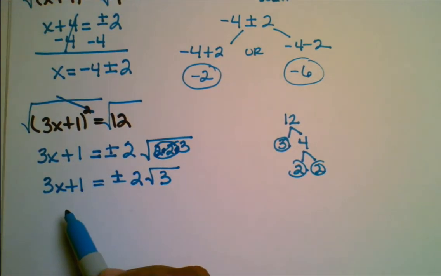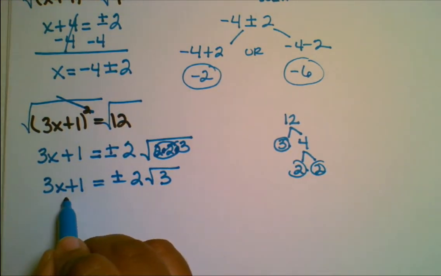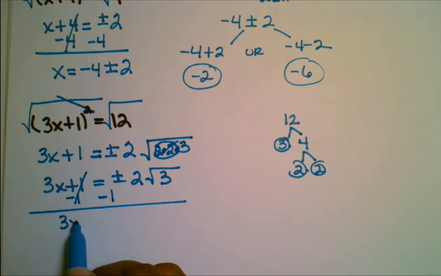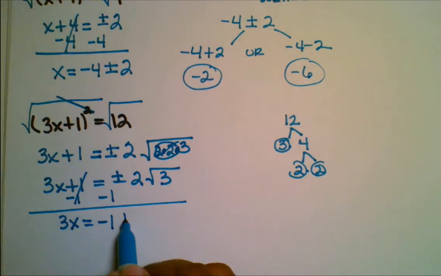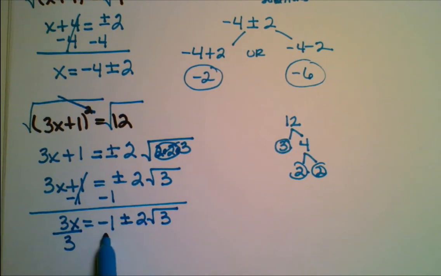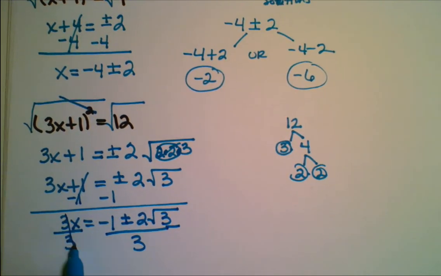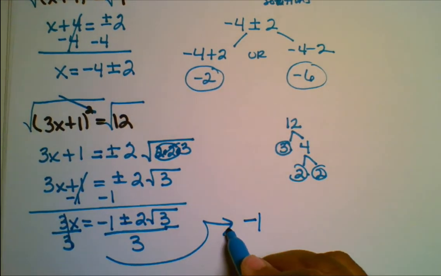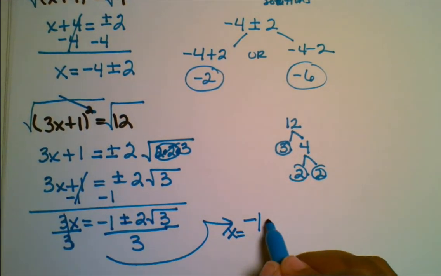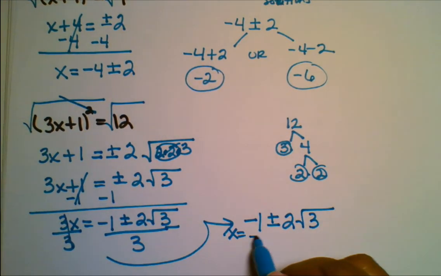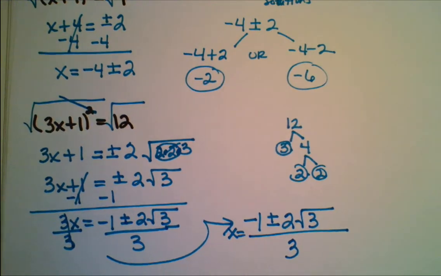We need to solve for x. So to do so, we're going to subtract 1 from both sides. We have 3x is equal to negative 1 plus or minus 2 square root of 3. And then our last step will be to divide by 3. So our solution is x is equal to negative 1 plus or minus 2 square root of 3, all over 3.